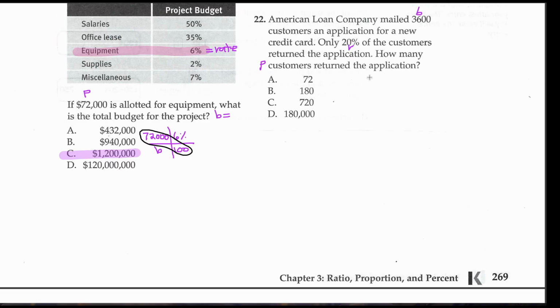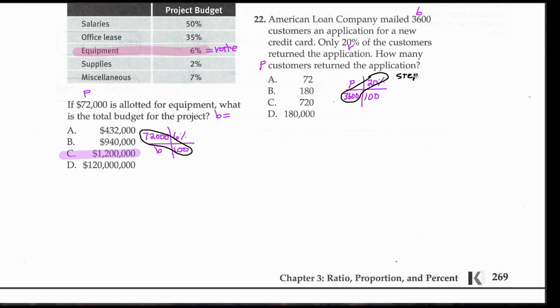So according to our big plus, we put 100 here, and 3,600 goes bottom left, and we don't know the P, so P goes on top left. But we do know the rate is 20%. So how we find the P is, first we have to multiply the 20% by 3,600. That is step 1.